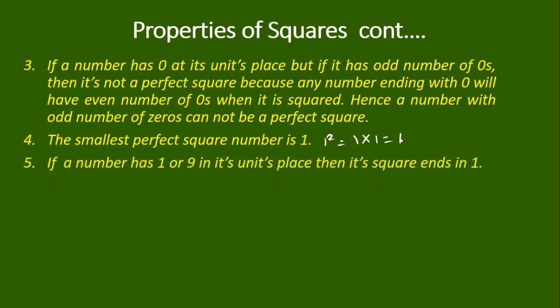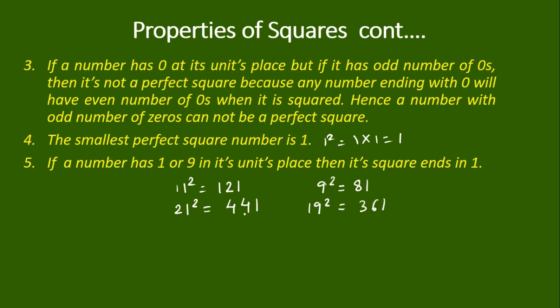Now, the fifth property is, if a number has 1 or 9 in its units place, then its square ends in 1. Like if I take the square of 11, that will be equal to 121. Similarly, the square of 21 will be equal to 441. Similarly, 9 square is equal to 81. Then similarly, 19 square is equal to 361.